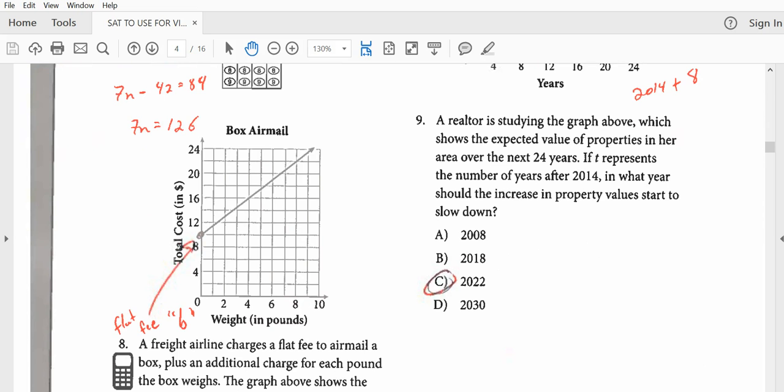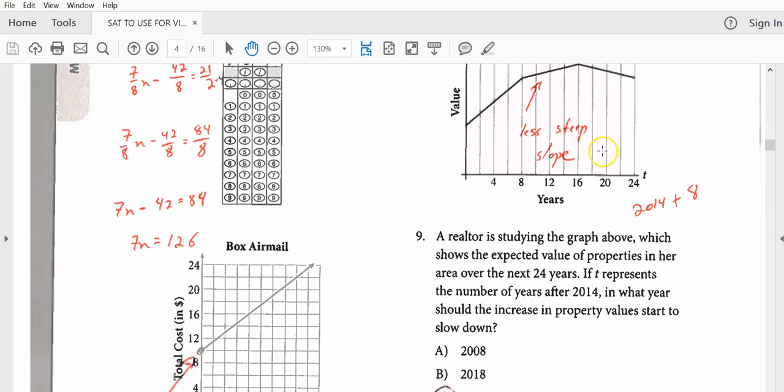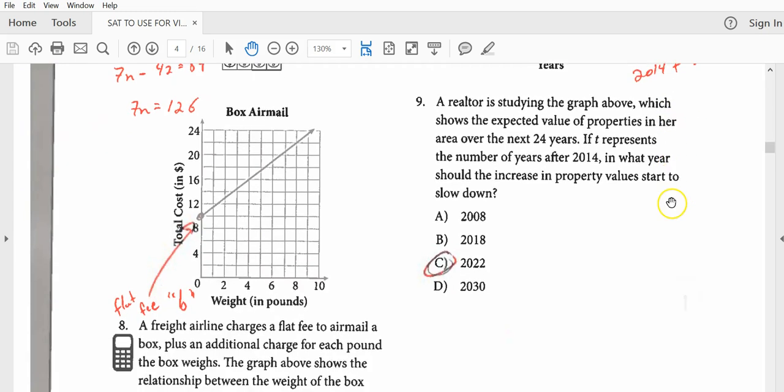Alright, here, the gist is it tells us what year we started in, so it's years after 2014. And it says, in what year should the increase in property values start to slow down? So it doesn't necessarily go negative, it's just where it's starting to slow down. So if we look here, we see that lessening in the slope. Here it's pretty steep. Here it flattens out a bit. So if we're looking at the year 2014, that's about 8 years in. So our answer would be 2022.